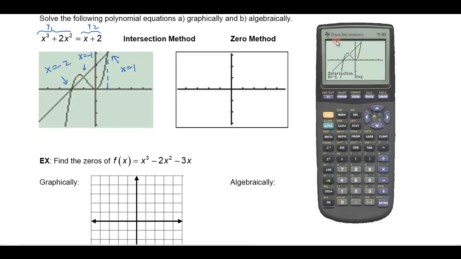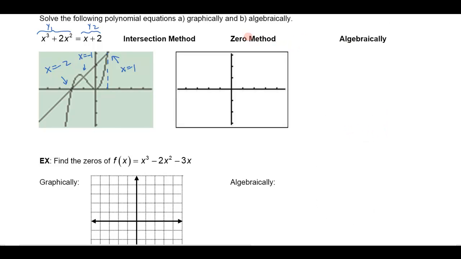Now there's another way that you can do the same thing graphically, and that's with the zero method. With the zero method, what I want to do is get 0 on one side. So the first thing I do on the zero method is I would bring the x plus 2 over, so I get x cubed plus 2x squared minus x minus 2 equals 0. And then I could just graph this and see where it equals 0, because if I think of this right here, the y2 as being 0, well, y equals 0 is just the x-axis. So if I graph this, I can just see where it crosses the x-axis, and hopefully it'll be those exact same values at -2 and -1 and 1.